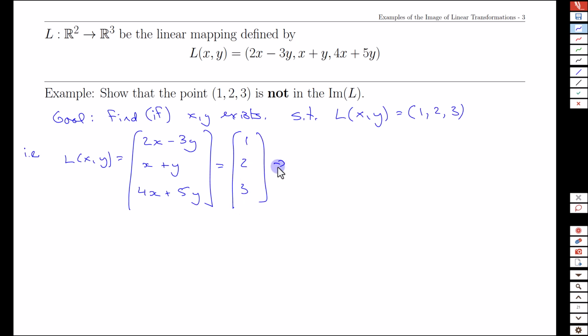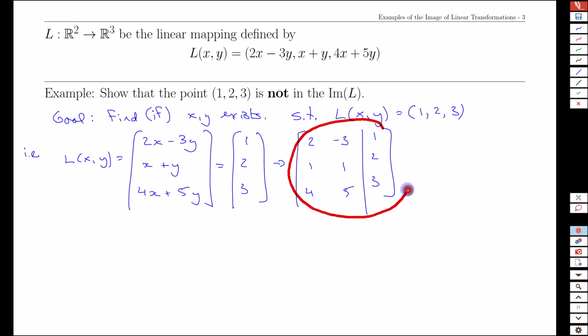And we know that that's equivalent to the extended matrix form of 2, negative 3, 1, 1, 4, 5, and 1, 2, 3. So our question now is, can we solve the system of equations to find the x and y that make this output value? In this case, it's not obvious to us, but the question was phrased in a way that we think it's not possible, but let's see it in action.